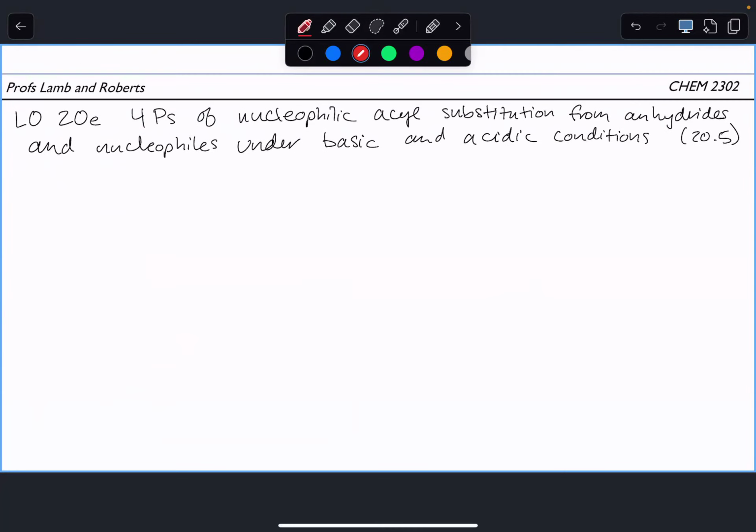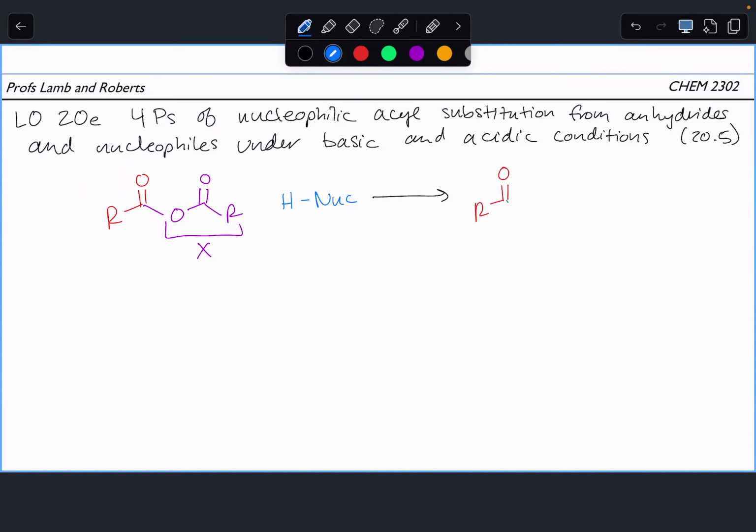Okay, so let's remind ourselves, anhydrides look like this. This is our X group. Don't be confused because it looks weird. It's just an X group. It's not different. We have our nucleophile, either basic or acidic conditions. So I'm going to leave that blank for now. We're going to replace our X group with our nucleophile. And then H goes with our X group here. So it makes a carboxylic acid as the byproduct.